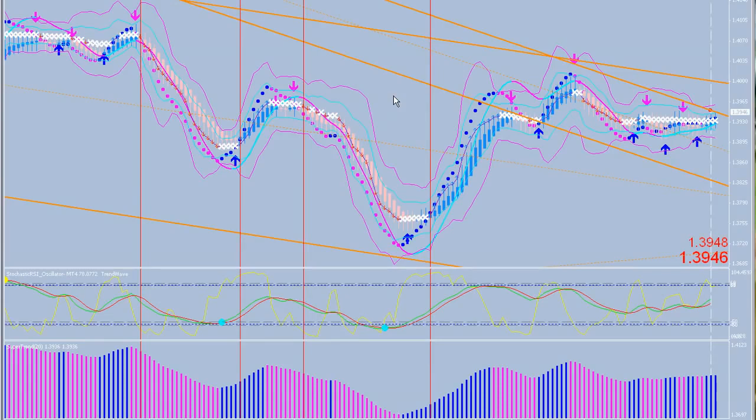And in the longer time frames, it's very relaxed trading. You don't have to worry about where to enter and where to exit. You just wait for the color changes.